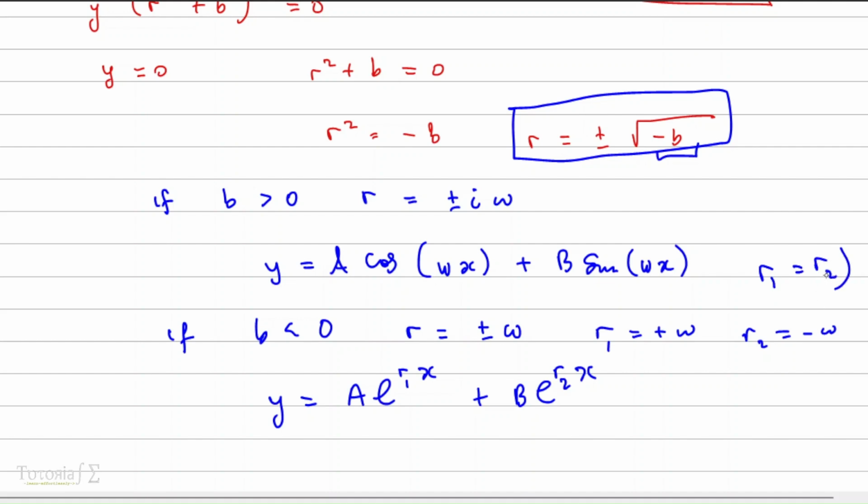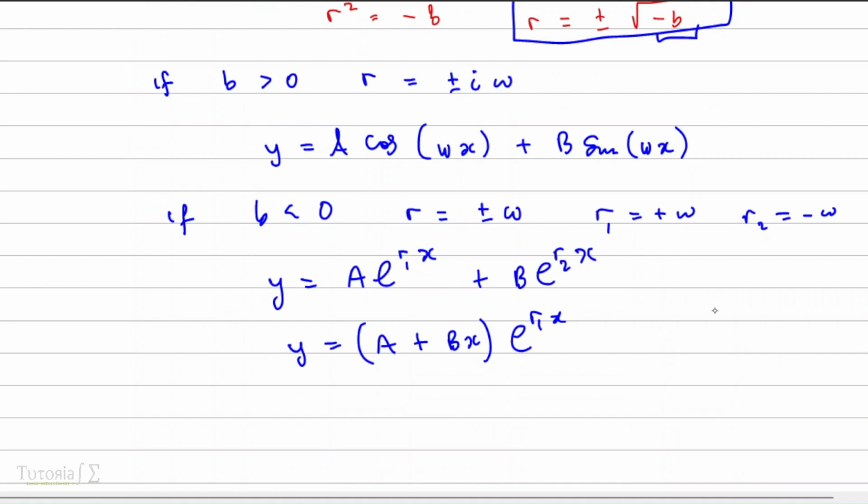Then there is also a form. So you write it as a plus bx, then you factor out e to the r1, I think it should be x. But anyway, we won't look at this form, but something like that. Since r1 is equal to r2, we would have something like that, but you can go ahead and confirm. So this is for when r1 is equal to r2. This is when r1 is not equal to r2.